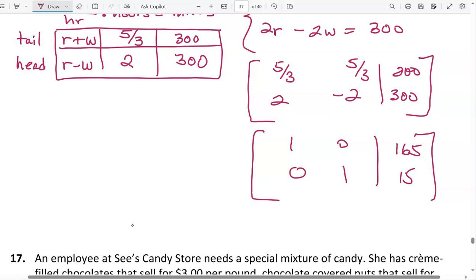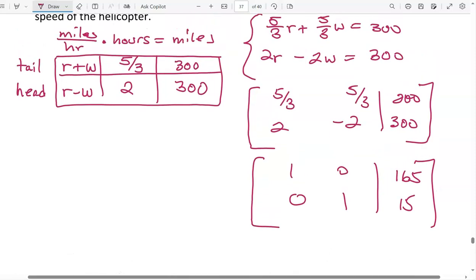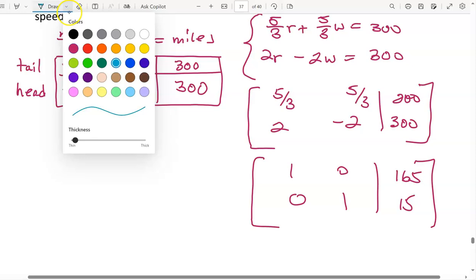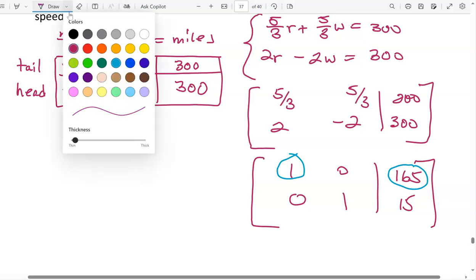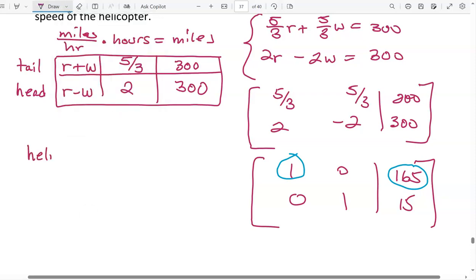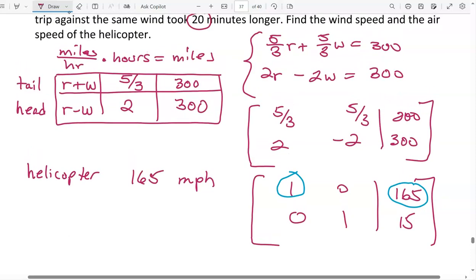So here's our equation in reduced row echelon form. It's important to notice that the first element there, where we have a 1, is the r column. So this is the value of r. So r is the speed of the helicopter. So the helicopter speed is 165 miles per hour, and the wind speed is 15 miles per hour.